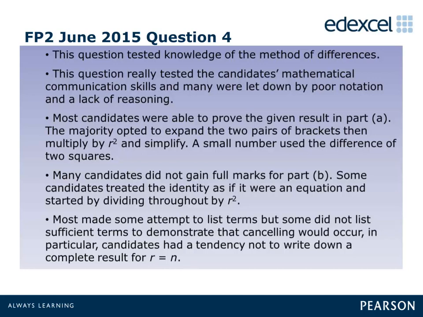Many candidates did not gain full marks for Part B. Some candidates treated the identity as if it were an equation, and started by dividing throughout by r squared. Most made some attempt to list terms, but some did not list sufficient terms to demonstrate that cancelling would occur. In particular, candidates had a tendency not to write down a complete result for r equals n.